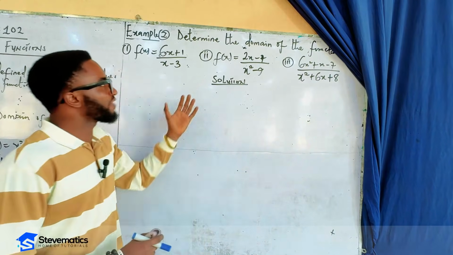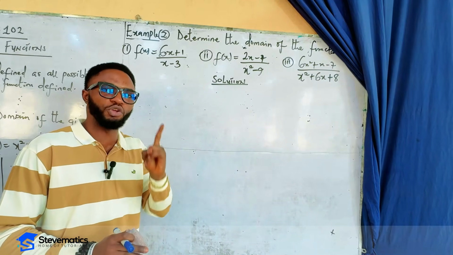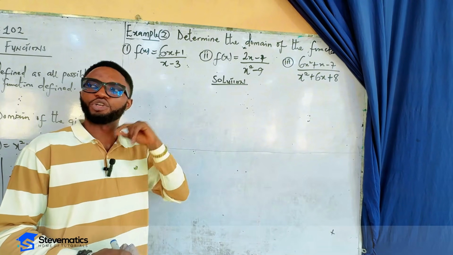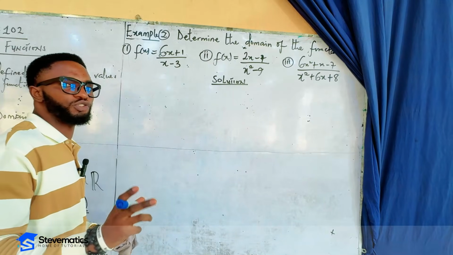Now, to find the domain of rational function, it has a restriction that you must know. That is the law you must not break for rational functions. Let's pick the first example, then I'll explain to you how this applies.